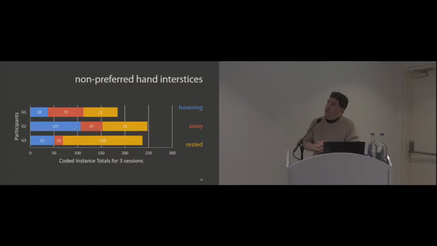So here we have a breakdown of all the coded instances for the 3 participants. You can see that there's quite a bit of difference between their uses of the different interstices, and this is reflected partly in personal preference, but also a lot in their tasks. G1 primarily sketched over images, a very unimanual task where she doesn't have to do a lot of the bimanual asymmetric interactions, whereas G2 heavily used bimanual asymmetric interactions.